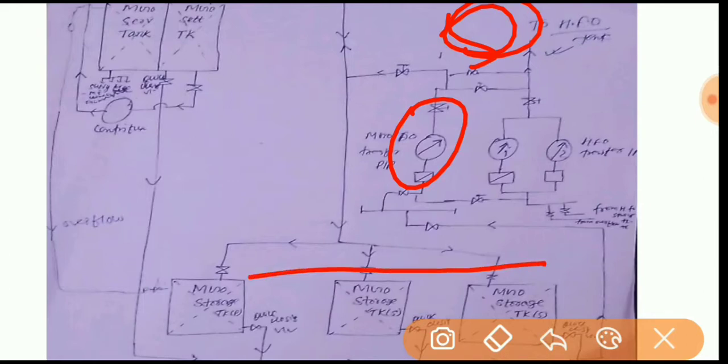And the discharge line of this DO transfer pump is connected with five tanks. That means all tanks: three storage tanks, one settling tank and one service tank. Okay.